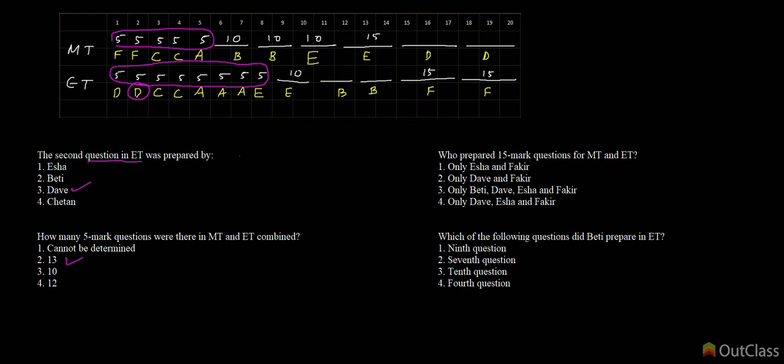Who prepared 15-mark questions for the papers? Here you have E and D involved. Here you have F involved. So the answer is only D, E, F.